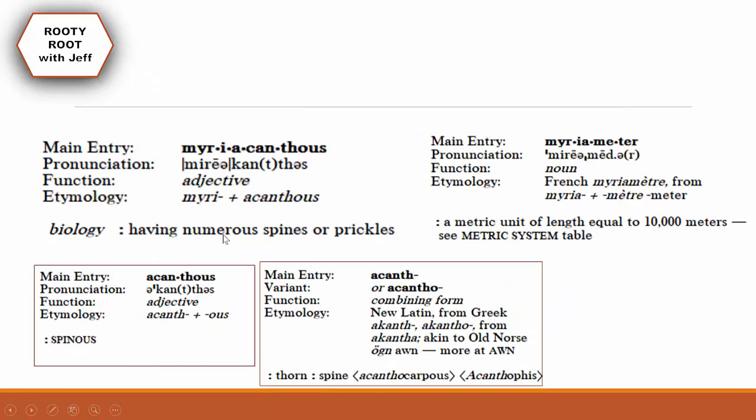Myriacanthus means having numerous spines or prickles. So acanthus means spinous, and acanth or acantho means thorn or spine. Myria means 10,000, and acanthus means spines or prickles. Myriameter is a metric unit of length equal to 10,000 meters. So 1 meter is 1 meter, 10 meters is a decameter, 1,000 meters is a kilometer, and 10,000 is a myriameter, since myria means 10,000.